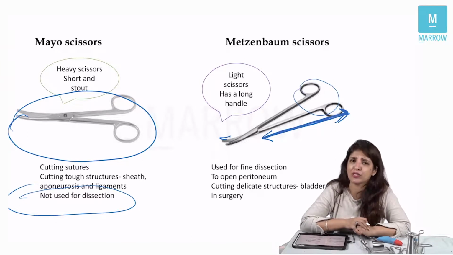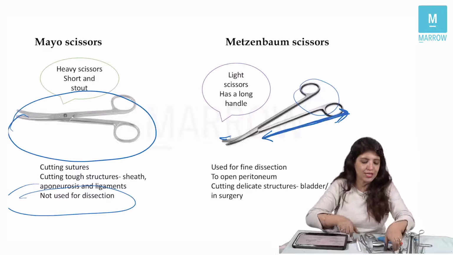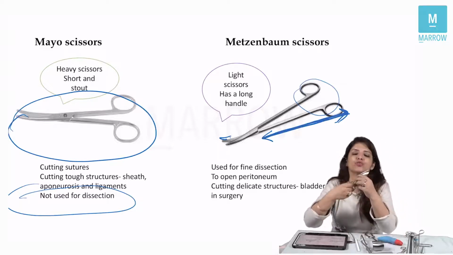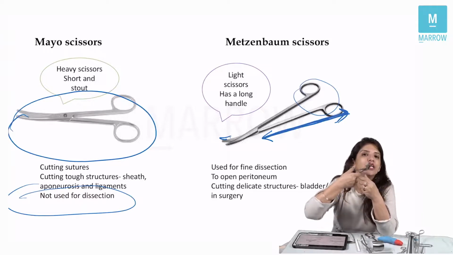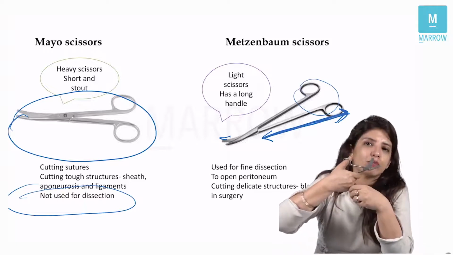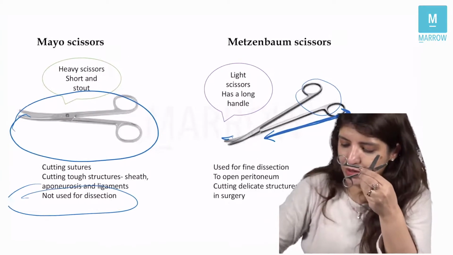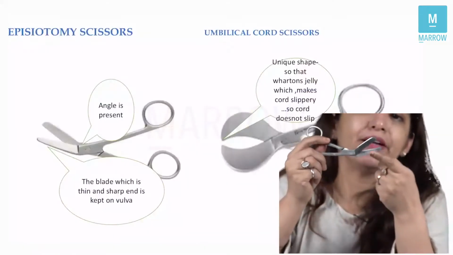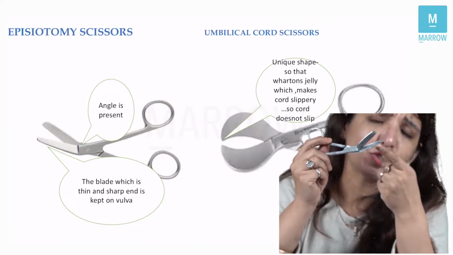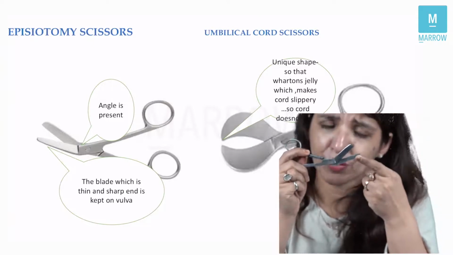Now the examiner might ask you that between Mayo and Metzenbaum scissors, tell me, which scissor are you going to use for episiotomy? The cleverest answer would be that, sir, I'm not going to use any of these scissors for episiotomy. I am going to use the episiotomy scissors to give episiotomy. This is the episiotomy scissors. Now, as you can see in the episiotomy scissors, there is an angle present here. This is the only scissors which you will see angle present, right?